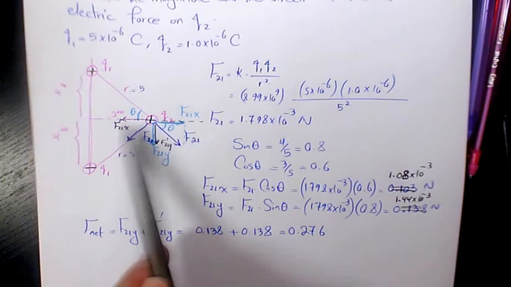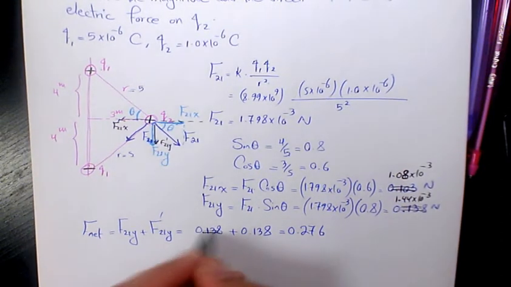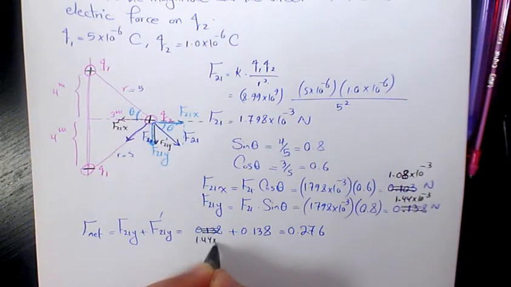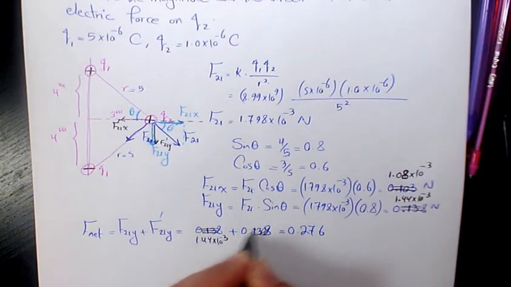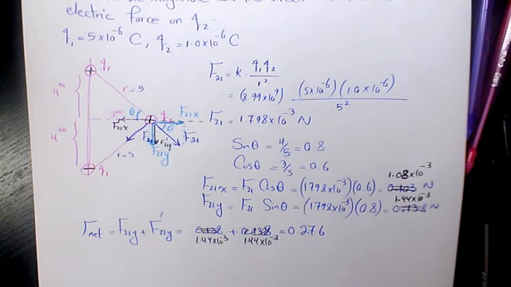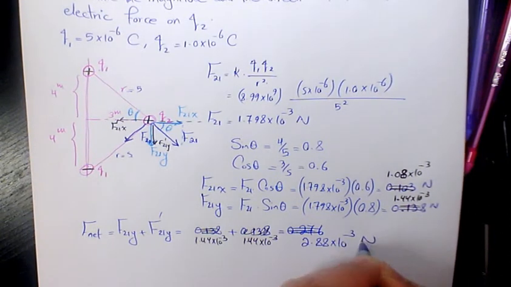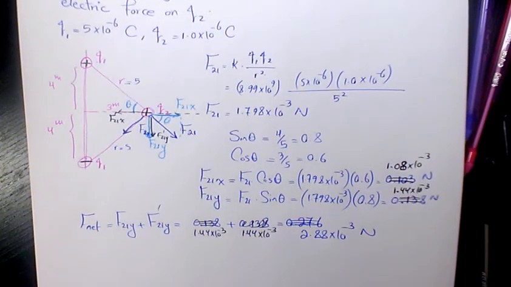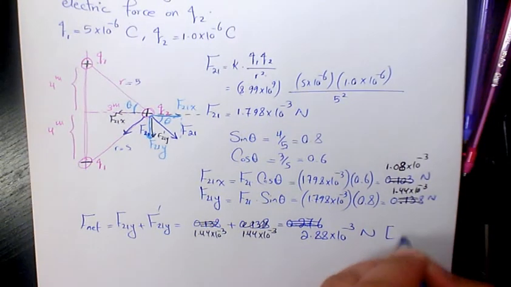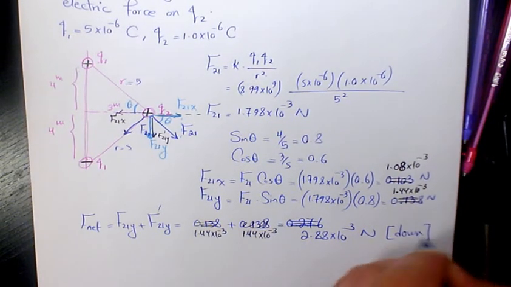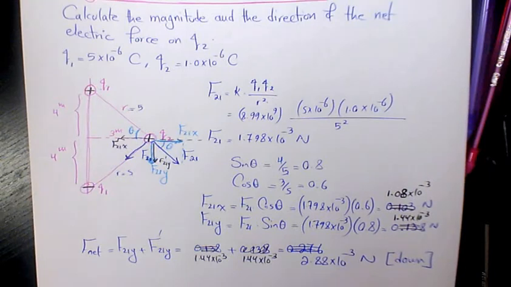They still cancel out. And here, it's going to be 1.44 times 10 to the power of negative 3 plus the same thing. And when you add them, it's going to give me 2.88 times 10 to the power of negative 3 Newton. So that's the net force, and it is going down. That's the direction of the net force.